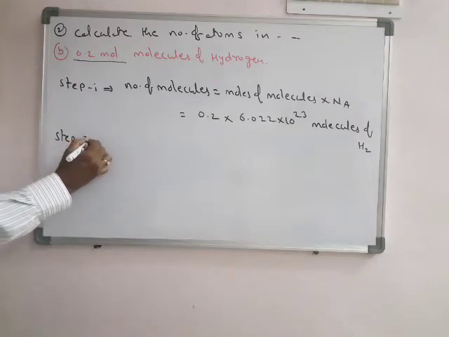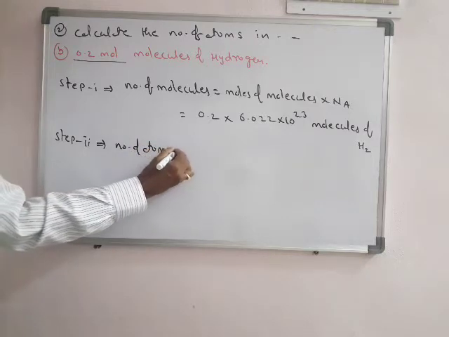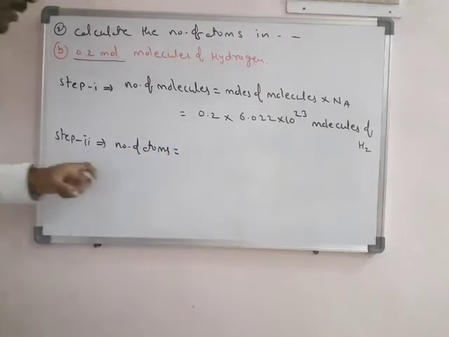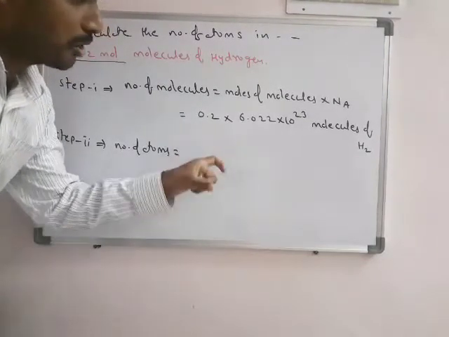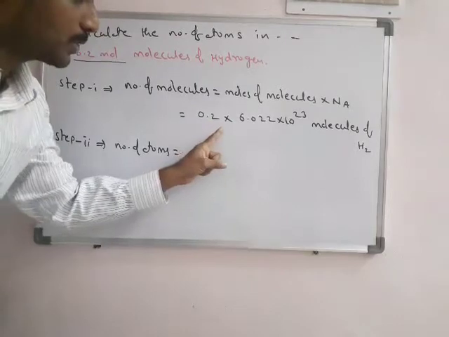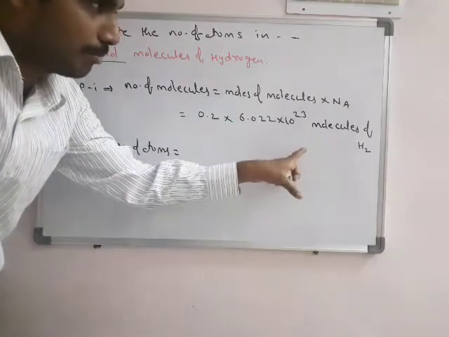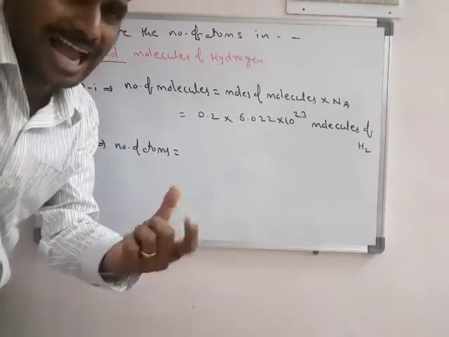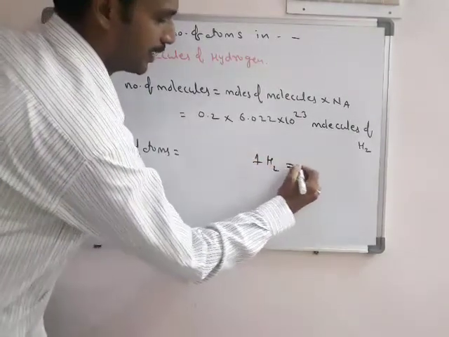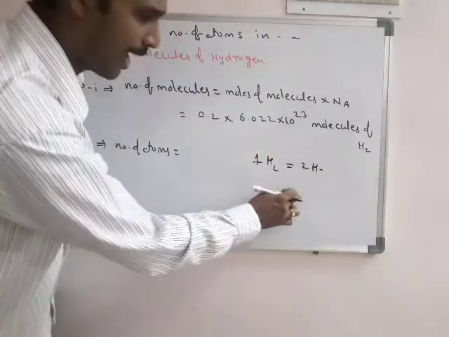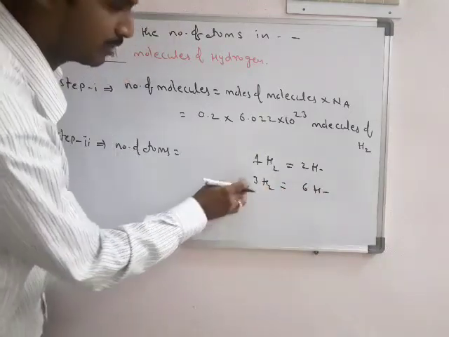So what is step 2? Number of atoms. Here we know the molecules. అంటే అక్కడ ఎన్ని H2s ఉన్నాయంటే 0.2 into 6.022 into 10 power 23 H2s ఉన్నాయి. How many hydrogens are present? The 2. For example, only one H2 ఉందనుకో, it has how many hydrogen atoms? 2 atoms. Like 3 H2s ఉంటాయి, 6 hydrogen atoms. 3 into 2 చేస్తాం.